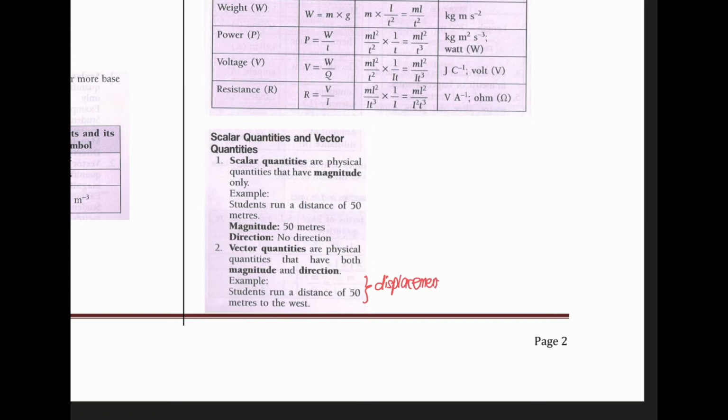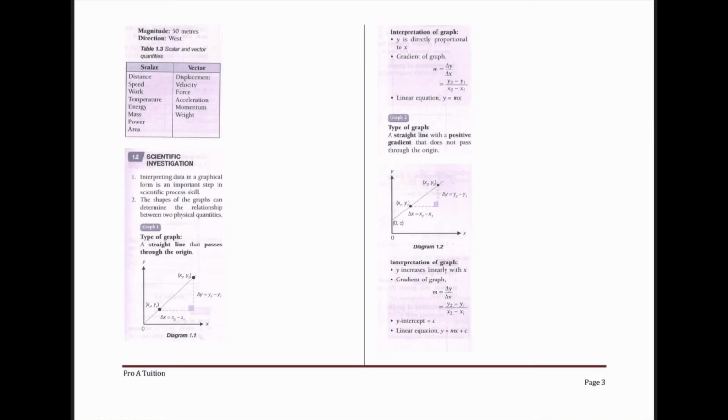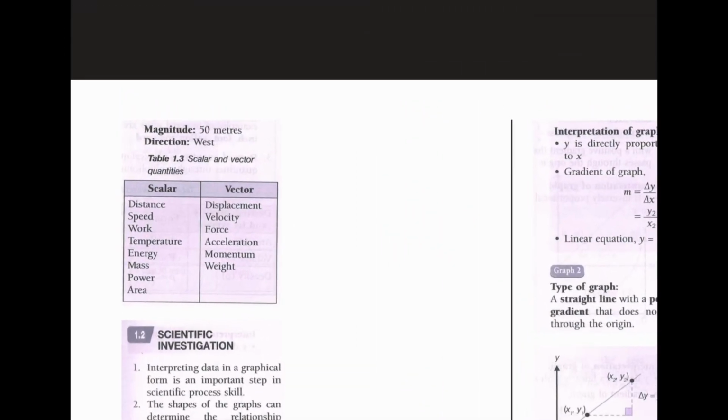Displacement is very similar to distance. It's just that distance, we have magnitudes and we don't care about the direction. We don't mention the direction. But displacement, we mentioned about the magnitude. The magnitude is the distance. We also mentioned about the direction. So that's why displacement is a vector quantity. Okay, so let's move on. So you can see the magnitude is 50 meters. The direction is west.